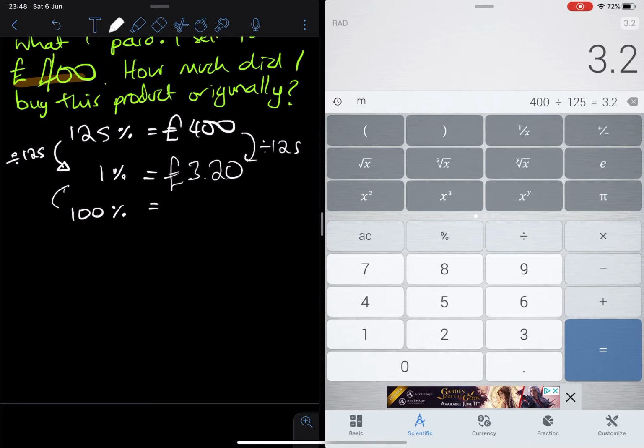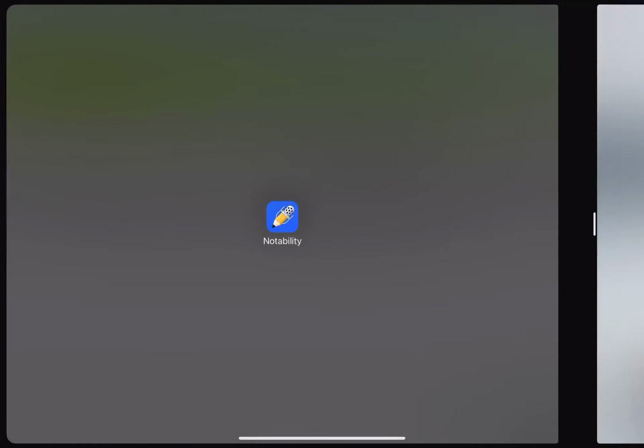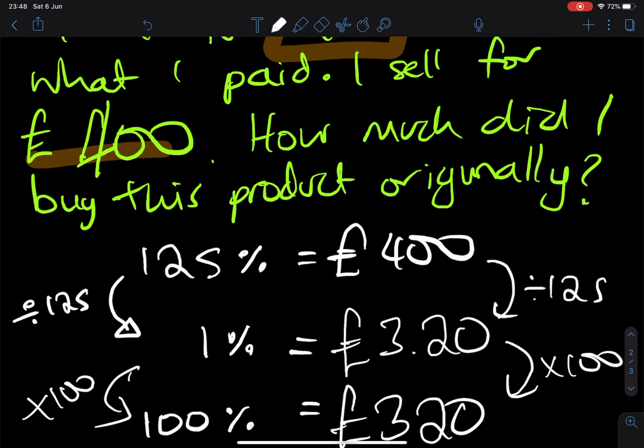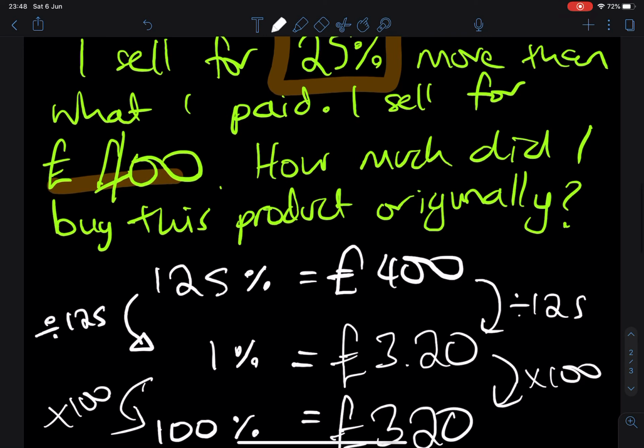And now from here, how do I get from 1% to 100%? I times it by 100. Same thing over here. So £3.20 times 100 is £320. What that means is whatever this item was, I actually bought it for £320 and then I sold it off for a nice tidy profit of 25%, which is £400.